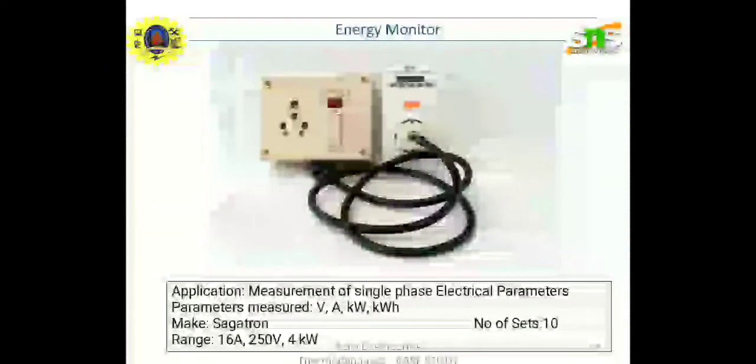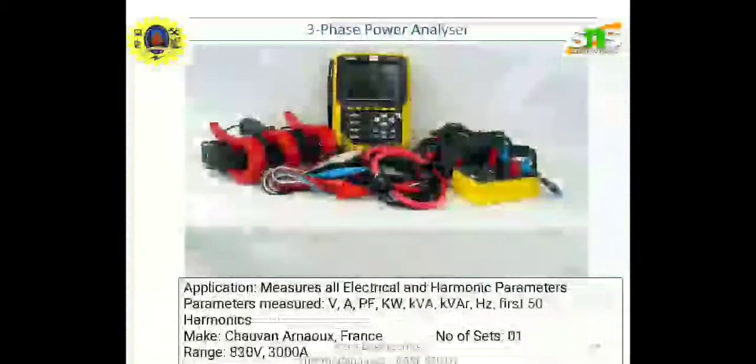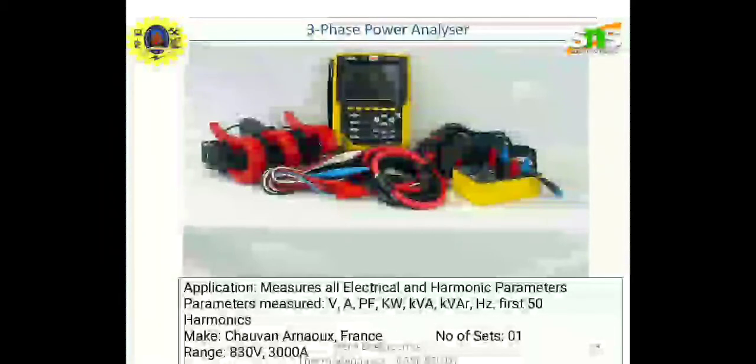Energy monitor: the range is 16 ampere, 250 volt, 4 kilowatt. It's used for measuring single phase electrical parameters. The three phase power analyzer measures all electrical and harmonic parameters, up to the first 50 harmonics. The range is 830 volt to 3000 ampere, and the number of sets given here is 1. The power analyzer will be used in industries for measuring electrical and harmonic parameters.